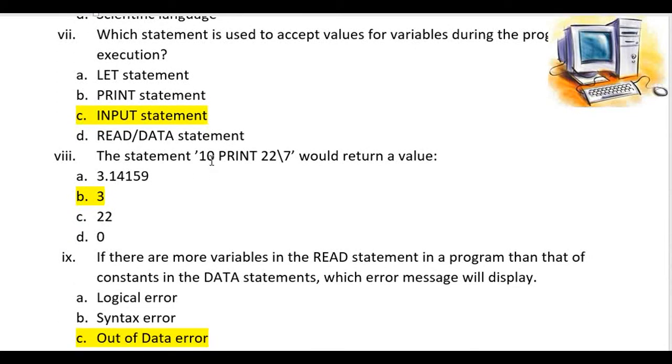Now the statement at line number 10, it says print 22, then the integer division symbol and 7.